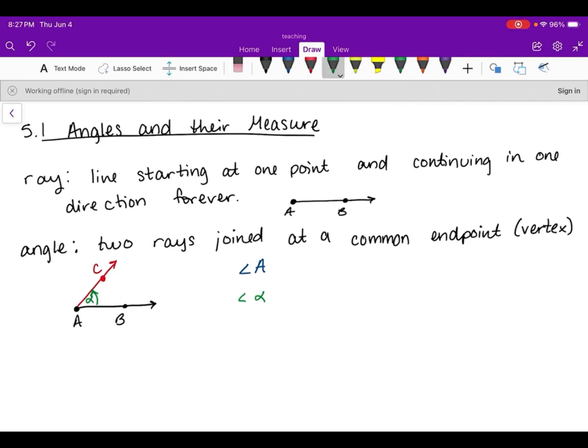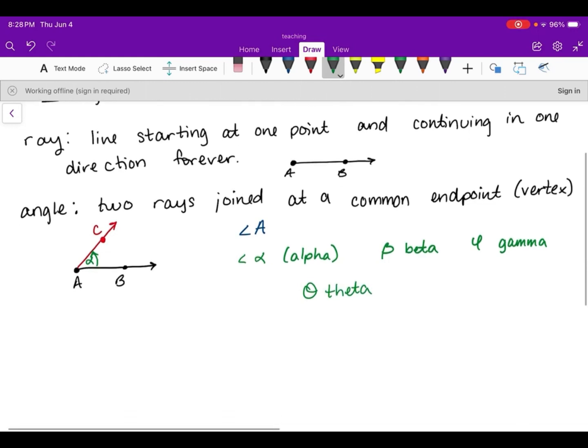Some other Greek letters that we're going to use very commonly. So I just said this is alpha. Some other ones we'll see a lot is beta, gamma. Gamma is not as common as alpha and beta. The other one that's super common is theta. So those are the ones that we're going to see in our class.